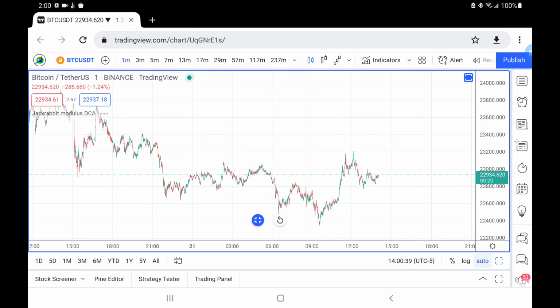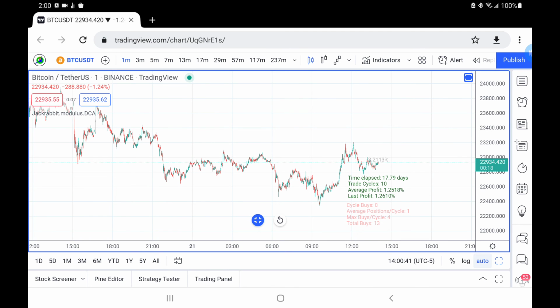So here we are back on Bitcoin. The coin that literally lost 2/3 of its value from a high of $65,000. How does this do in the long term? Let's find out.